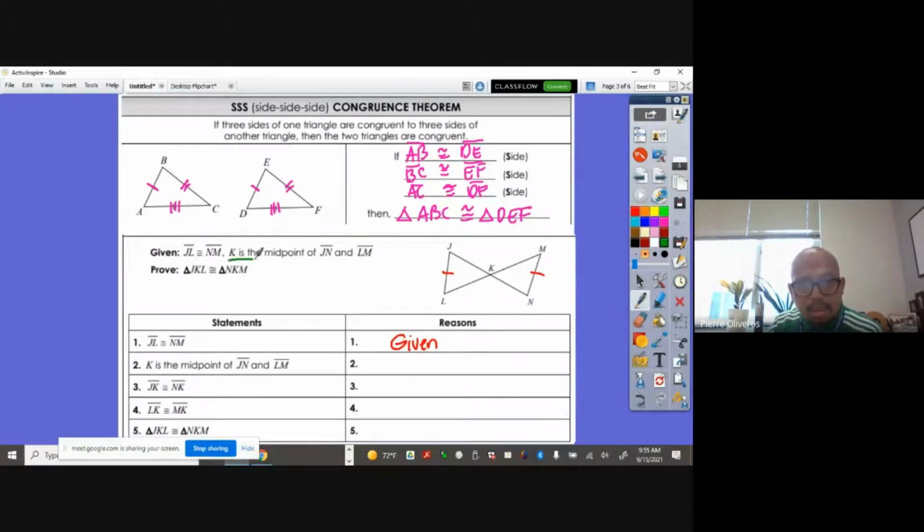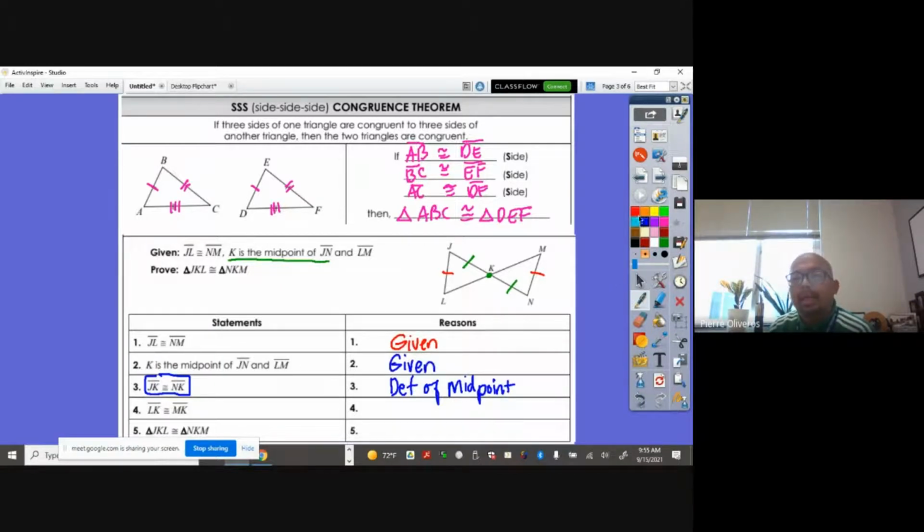Next, K is the midpoint of JN. If K is the midpoint of JN, I know that these two here will be congruent, right? So I can say that JK is congruent to NK. What's the reason for me to say that one? I said that they're congruent because of the definition of midpoint. And don't forget that K is the midpoint of JN and LM. That's based from the given.